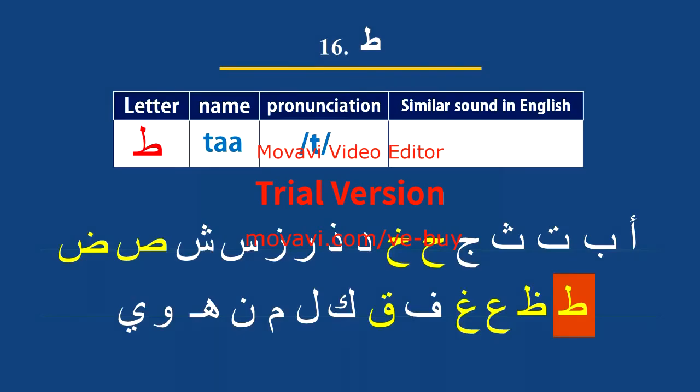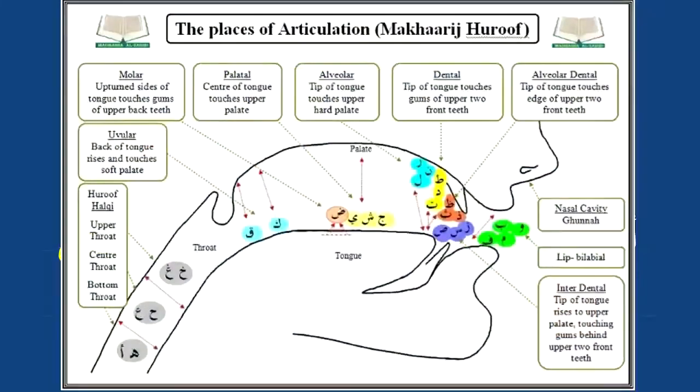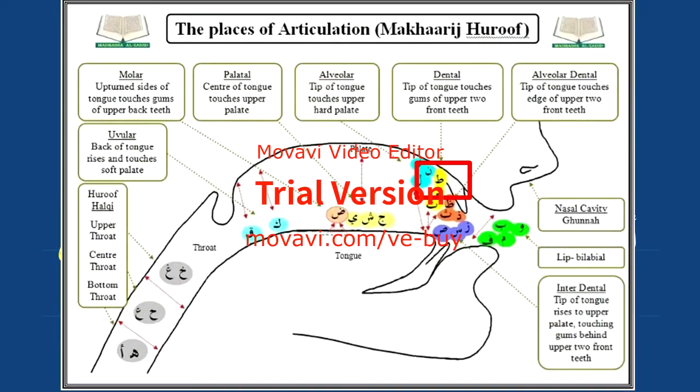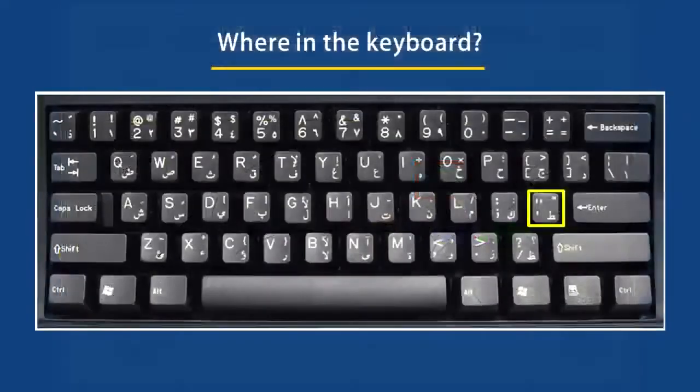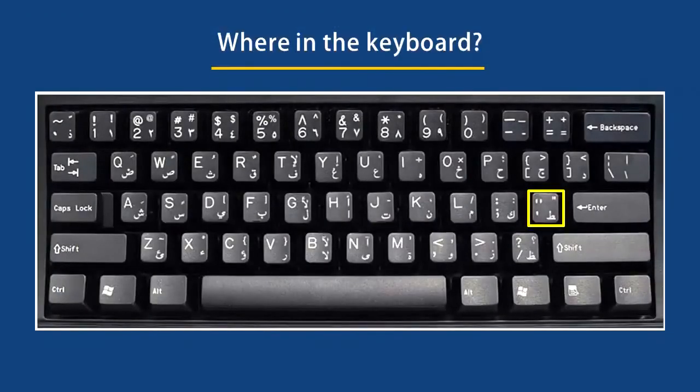Ta also has no equivalent in English. It is a little bit harder than T. Ta is made by the tip of the tongue, while this Ta is a little bit to the back. It is dental, where the tip of the tongue touches the gums of the upper two front teeth. Please try to pronounce it: ta. Ta is found with the quotation mark key.